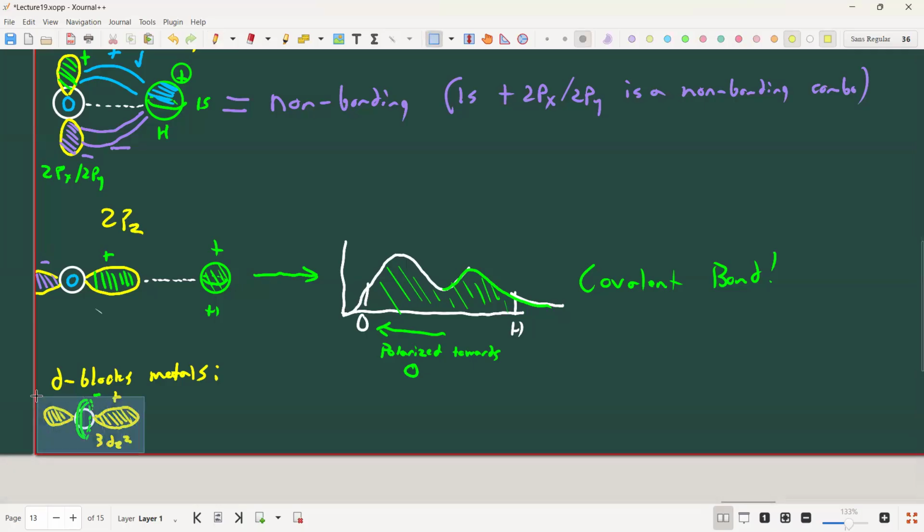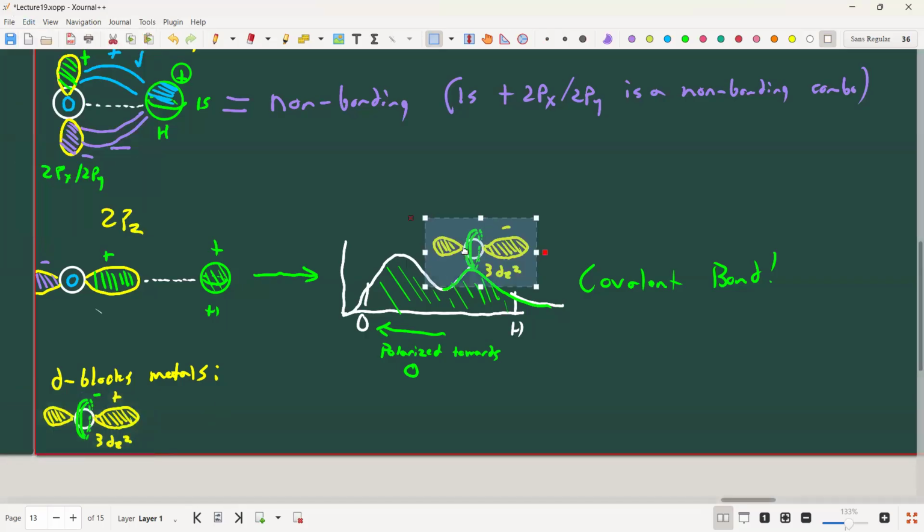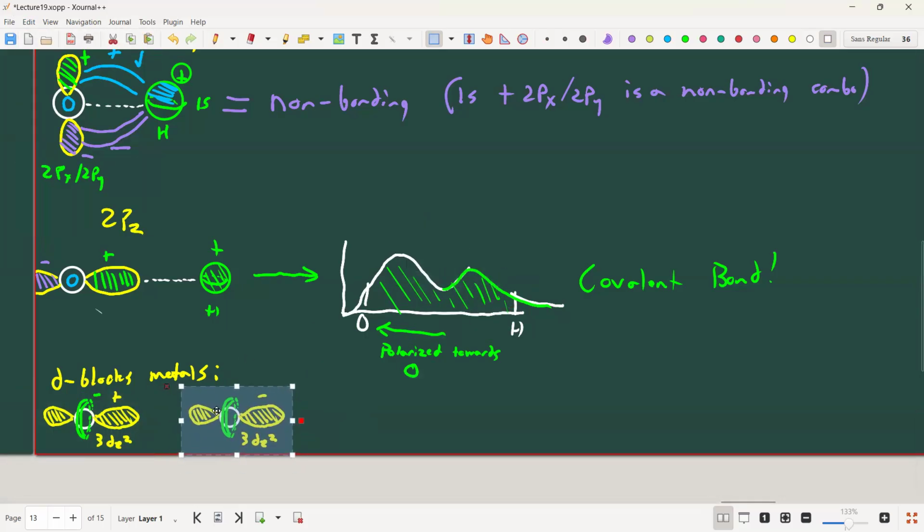Right? And so you could take this orbital, right, and bring in another metal atom like this. Right? And you have this positive interaction, right, which would give you a net orbital, a bonding orbital.